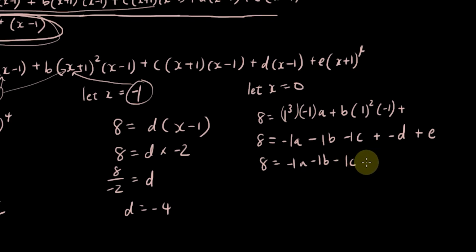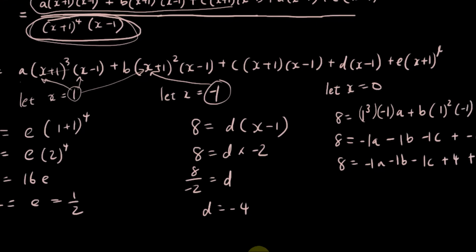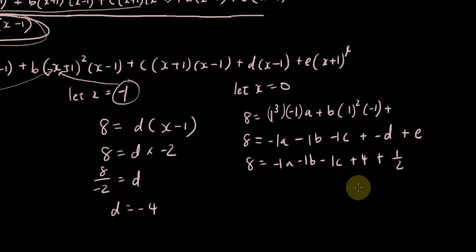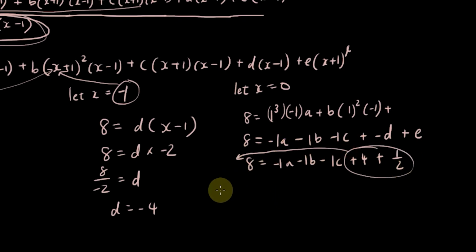D is negative 4, so plus d is plus 4. And e is half. Okay, so I'm just going to move this to the left. So it'll be 8 minus 4 minus a half is negative a, negative b, negative c. Okay, so 8 minus 4 is 4. 4 minus a half is 3.5. 3.5 equals negative a, negative b, negative c.